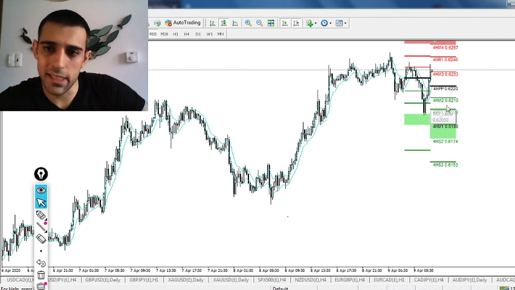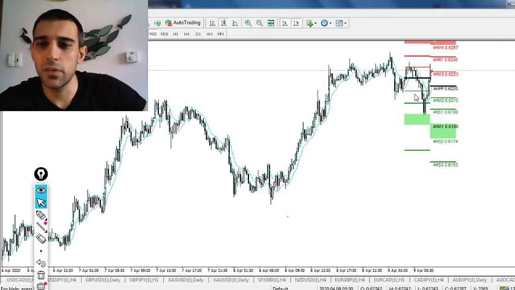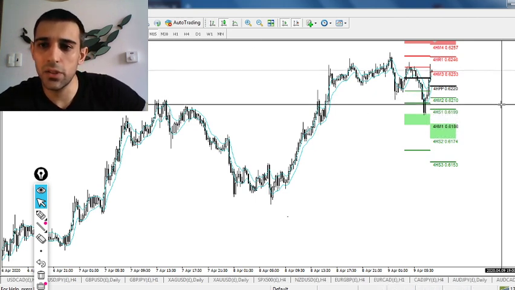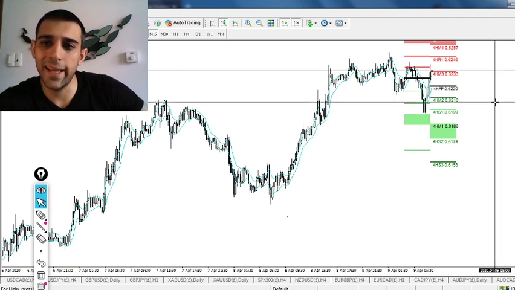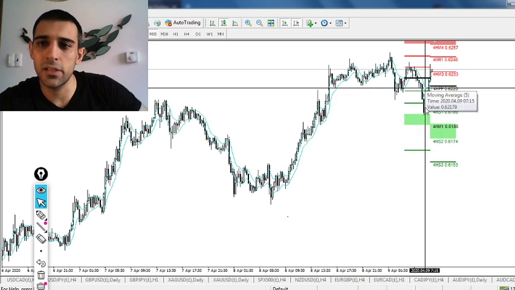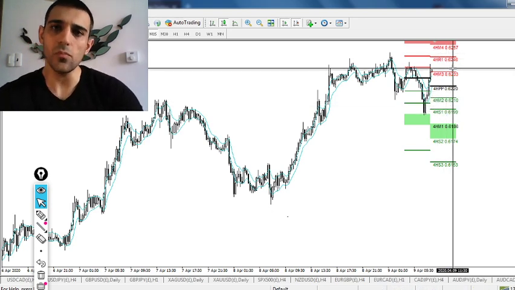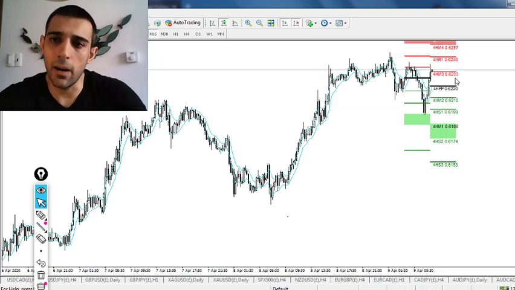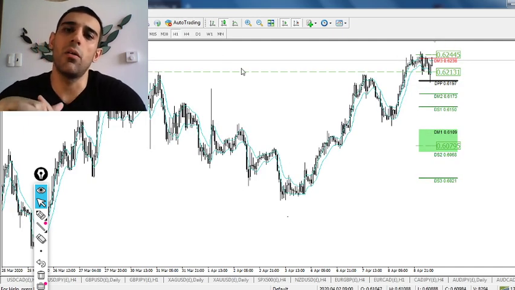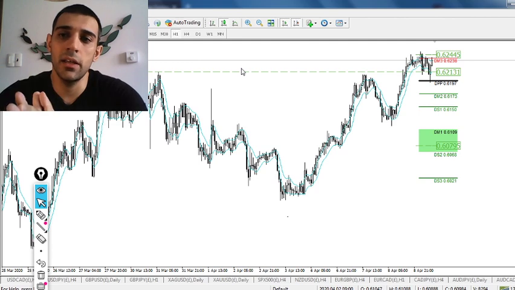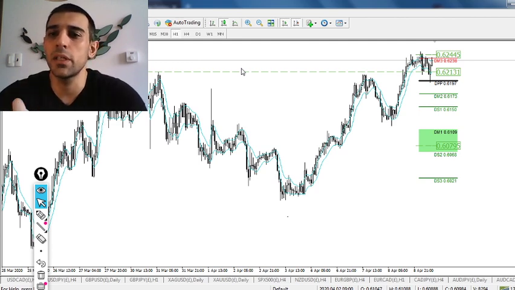It has not done the setup. I was looking for two more pips to come down, but it has not really done that, and just continued to rally up. Now I have missed that one, but that happens. You cannot get every single trade. You do miss out on trades. Everyone misses out on trades. You cannot get every single trade.